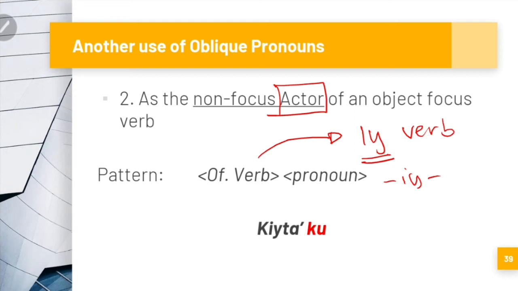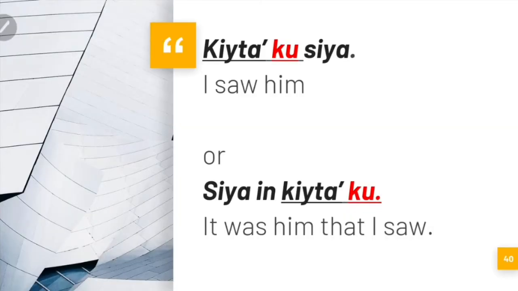So we have here an example, kita ko. It has the infix IY, kita, which means see. This is in the past tense as well. So kita means saw and ko is I. And because it follows a verb, it is now the actor of this verb. Okay, I saw. So let's study this example. Kita ko siya. I saw him. Or siya in kita ko. It was him that I saw.